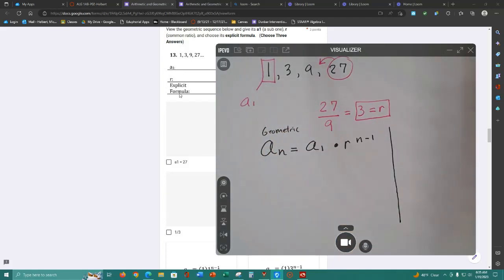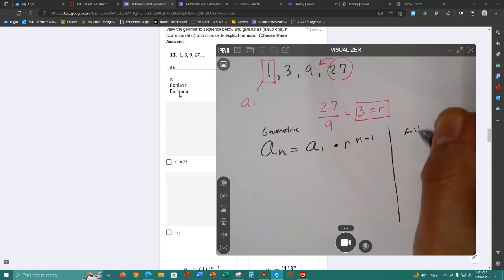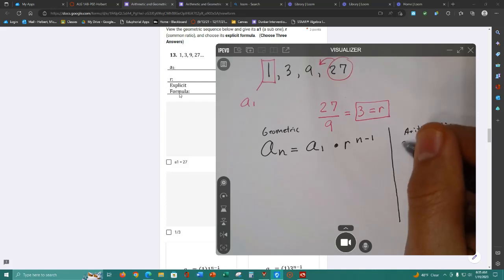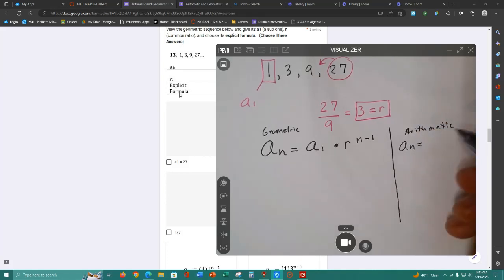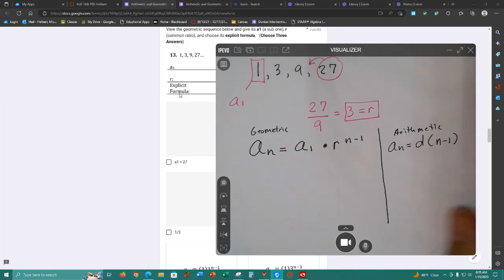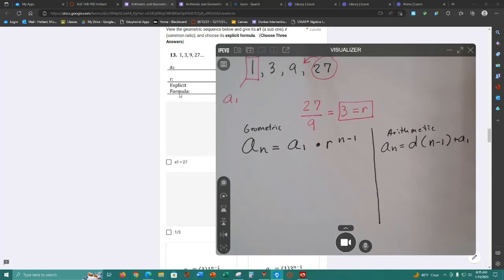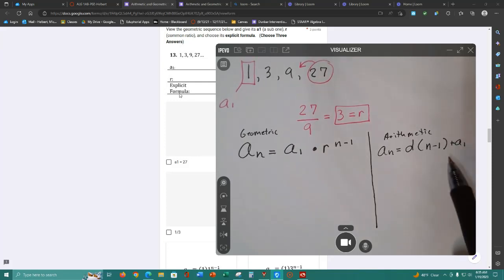If this was an arithmetic sequence, I'm going to write arithmetic over here. The formula is a little different. The formula for arithmetic is a sub n is going to be equal to d, the common difference, times n minus 1, close parenthesis, plus a sub 1. So just remember, there is a difference between the formulas of an arithmetic sequence and a geometric. However, this is geometric. We know it is. It told us it was. We've already done the division and found the common ratio.